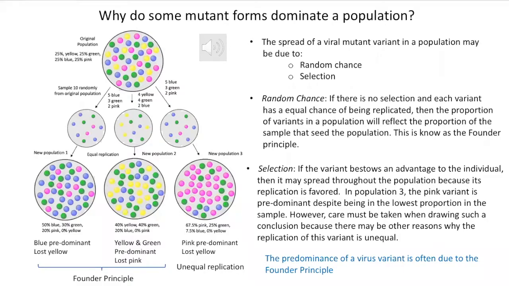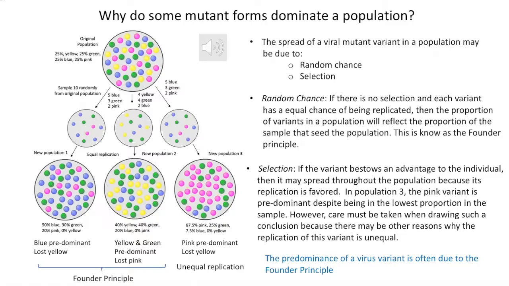The spread of a mutant variant may be due to chance, or it may be because it is better at causing infection. Let's say because the mutation confers a benefit to the virus so that it is selected. Let's consider random chance first.